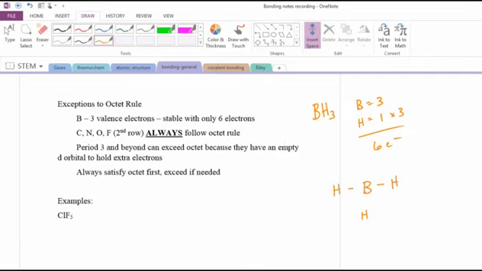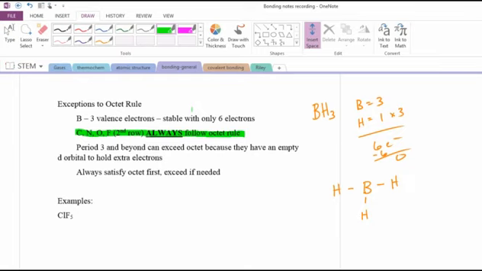So, bond everything with single bonds. We've used 6 electrons, we've used them all up. Boron's good. Now, carbon, nitrogen, oxygen, fluorine. These guys, the second row, will always follow the octet rule.